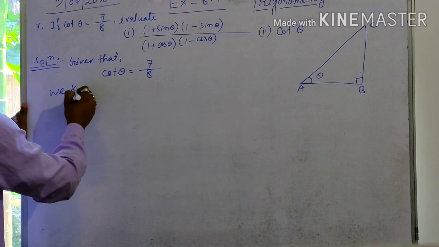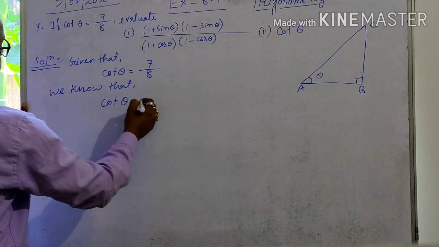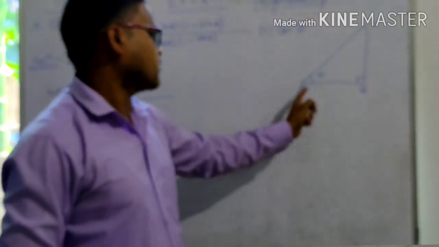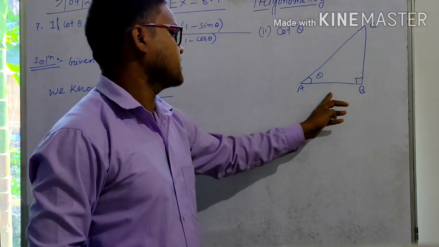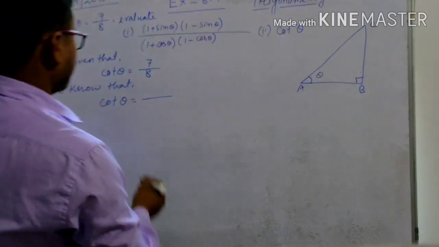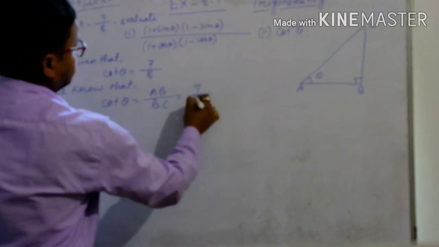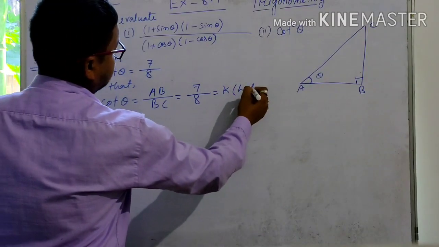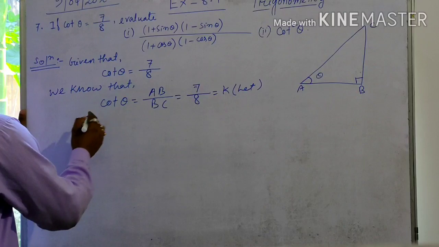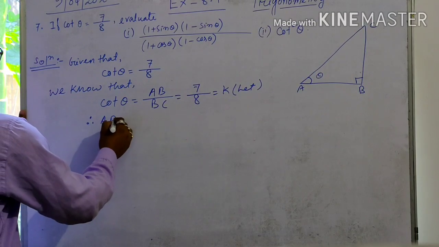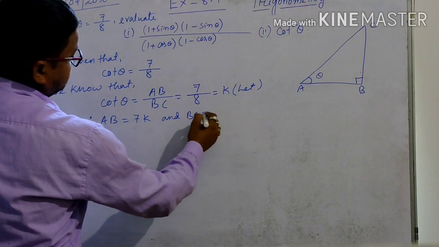We know that cot theta is the opposite of tan theta. Tan theta is perpendicular by base, and cot is base by perpendicular. So here you will get AB by BC, and this is equal to the given 7 by 8. So we put here K. This is a length, but K is a constant, a real number. Therefore AB is equal to 7K and BC is equal to 8K.